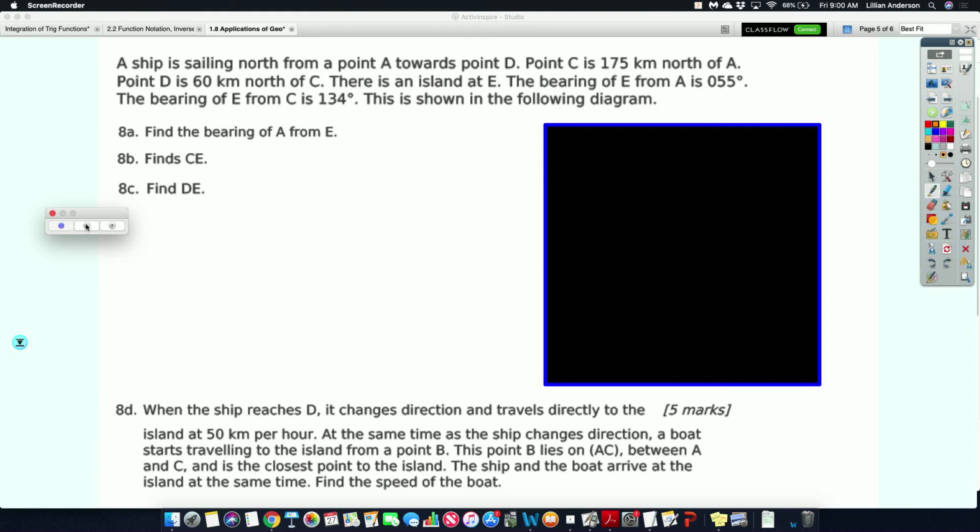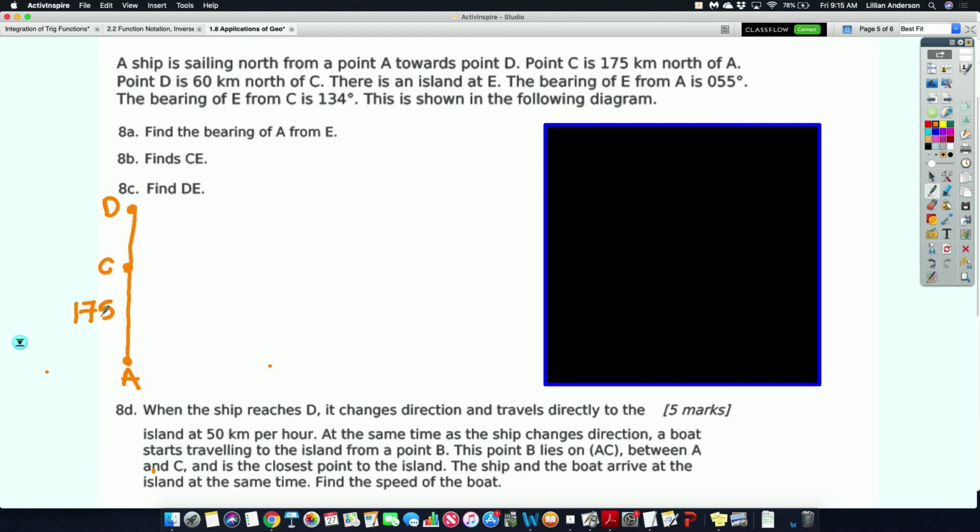Okay? Since a ship is sailing north from point A to point D, you need two things on your picture so far. You need point A and you need point D that's in the north direction from A. So north is straight above, and there's D. Just like in a compass, this technically would be north, this would be east, south, and then west. Then it says point C is 175 kilometers north of A. So from A, heading north, C is 175 kilometers north of A.